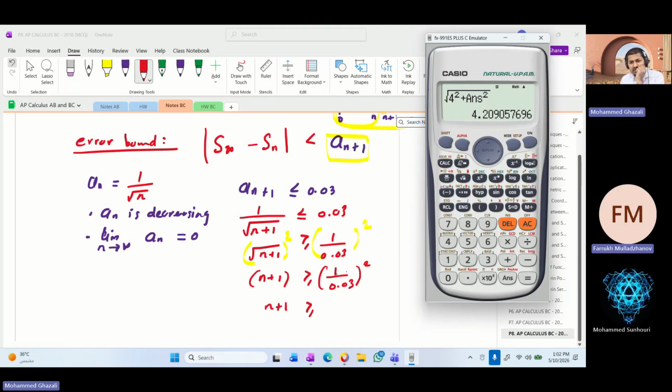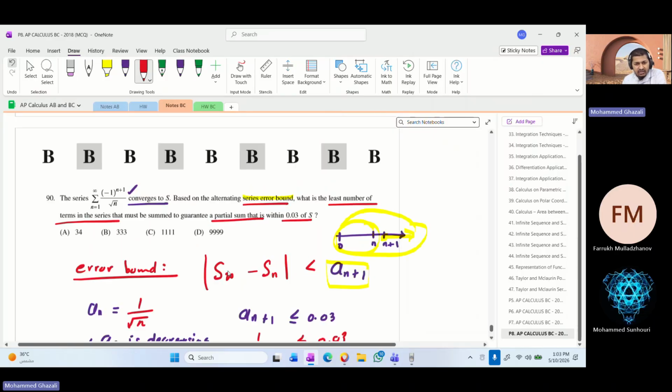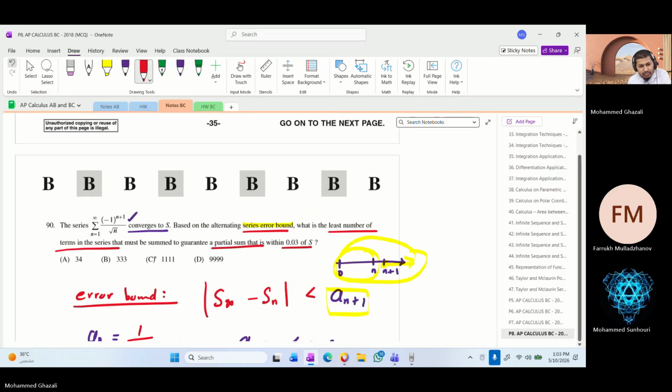Come on, that's easy. Just find this value. Sorry, I delayed everything. It's 100 over 3. 1 divided by 0.03 is 1 divided by 3 over 100. So 100 over 3 squared. 1111.1, 1111. Do we have an answer? Aha. Perfect.